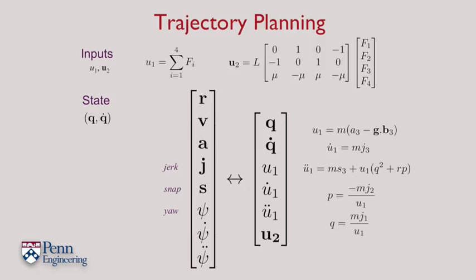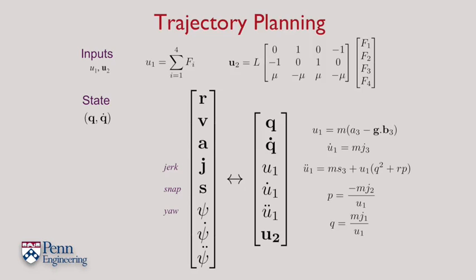For example, if you know the acceleration in the z direction, a3, you can calculate u1. By differentiating that equation, you can get an expression for u1 dot. And by differentiating it again, you can get an expression for u1 double dot. You'll see that all the terms on the right-hand side of these equations are obtained from the vector consisting of position, velocity, acceleration, jerk, snap, the yaw angle, its derivative, and its second derivative. So this is showing you how you can get the terms in the vector on the right-hand side from the terms in the vector on the left-hand side. You can go through a similar exercise to go the other way around.